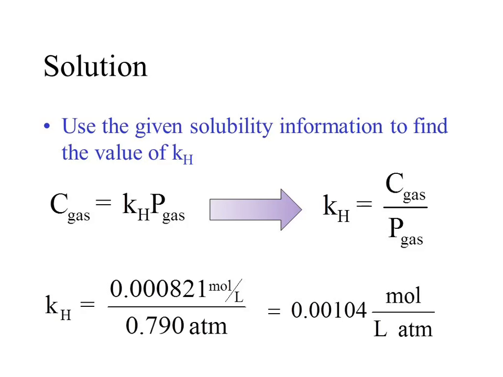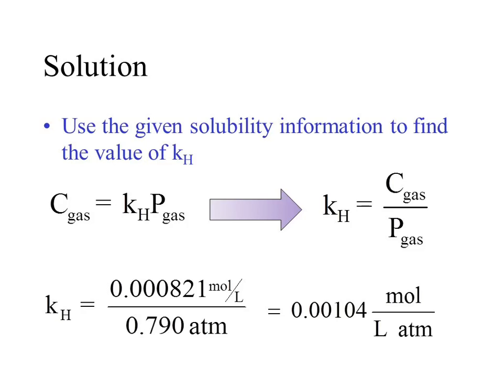The concentration of the gas at that temperature and pressure was 8.21 times 10 to the negative 4th, or 0.000821 moles per liter. The pressure at that time was 0.790 atmospheres, partial pressure of nitrogen. Divide it out, and you have a Henry's Law constant for nitrogen dissolving in water at 25 degrees Celsius. And you'll want to keep up with your labels. Of course, now this would be in units of moles per liter per atmosphere.